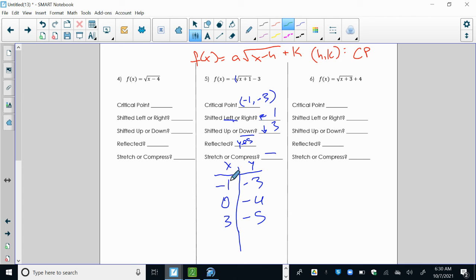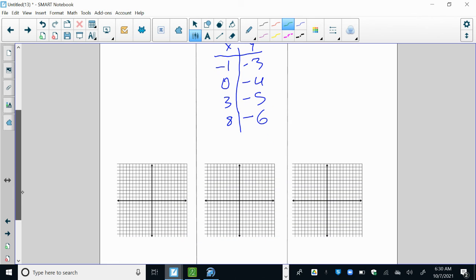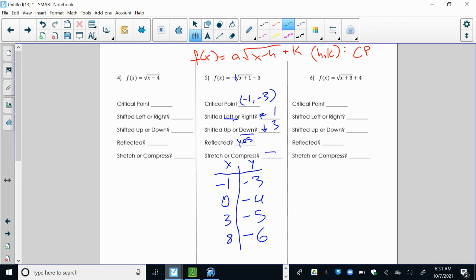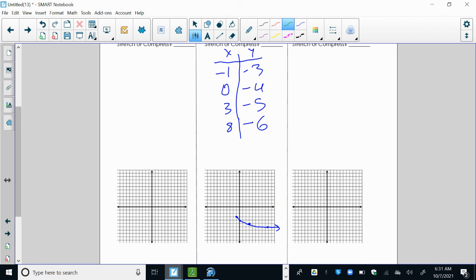Then we got to go 9 units away from negative 1 to get the next perfect square. Okay, so that would be 8. So if we put in 8 for x, 8 plus 1 is 9, square root of 9 is 3, negative 3 minus 3, negative 6. That's right, negative 1, negative 3, 0, negative 4, 3, negative 5, and then 8, negative 6. There's our function. And if we picked anything to the left of negative 1, we'd be getting a negative inside the square root, and then that would make the whole thing imaginary.